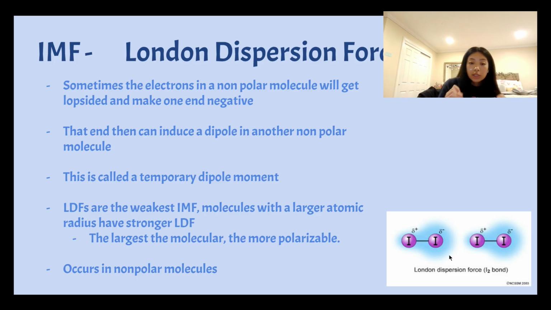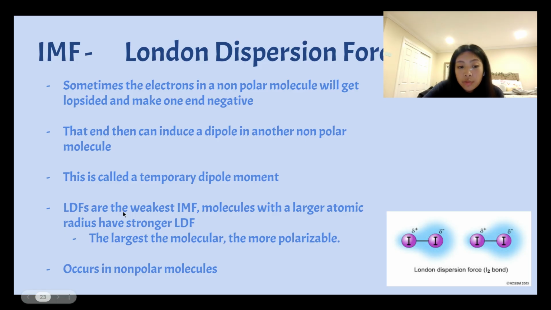So notice how these are the same molecules. These are both iodine molecules, and it is nonpolar, right? Because the electronegativity difference is 0. So you can notice how there's a partial negative and a partial positive charge, and that's due to the temporary dipole moment.